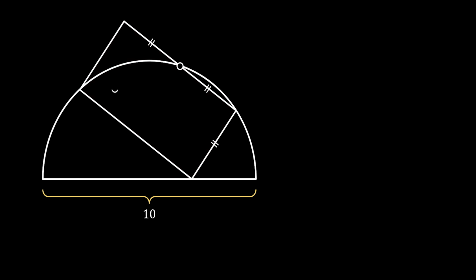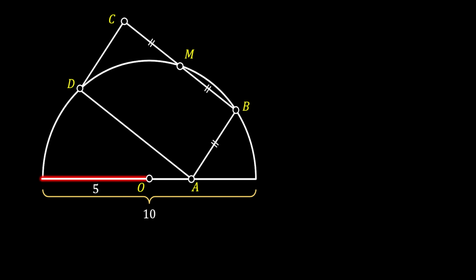First things first, let's label all the vertices of our rectangle as ABCD. Let's label the midpoint of the line CB, which is the intersection between the semicircle and the rectangle, as M, and let's also label the center of our semicircle as O. Now, we know that the diameter of our semicircle is 10, which means that the radius must be 5.